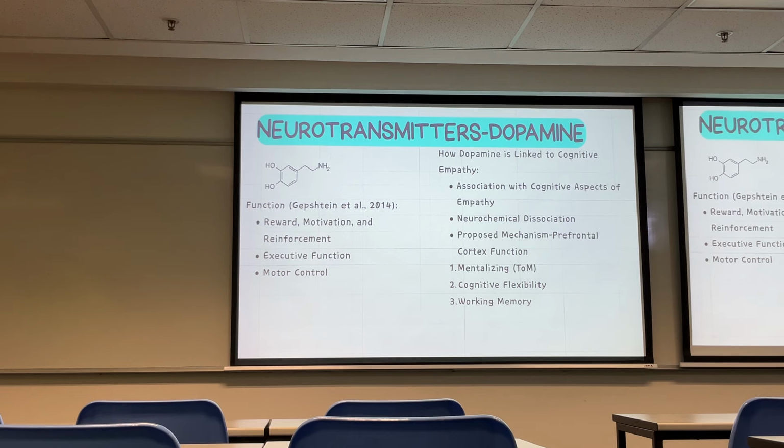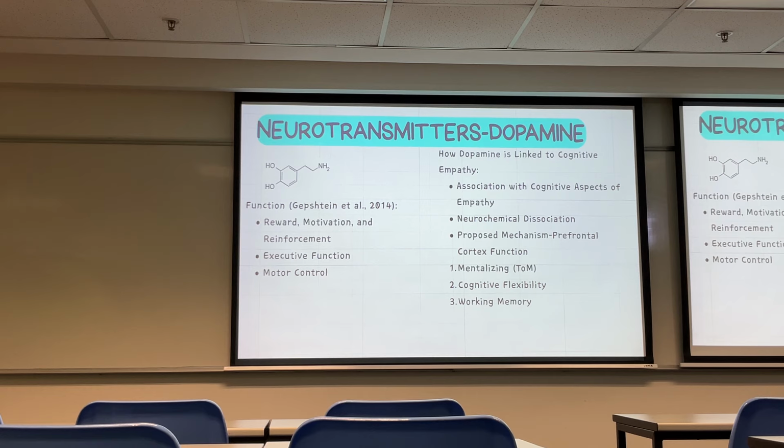The second one is executive function. It is critical for higher-order cognitive processes like working memory, cognitive flexibility, and inhibitory control. These functions are primarily managed by the prefrontal cortex, which is rich in dopamine receptors. The last one is motor control. Dopamine is essential for coordinating smooth, purposive movement. The process of dopamine signaling follows a standard sequence for neurotransmitter function.